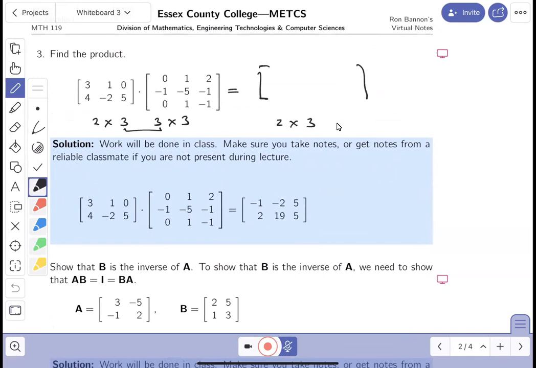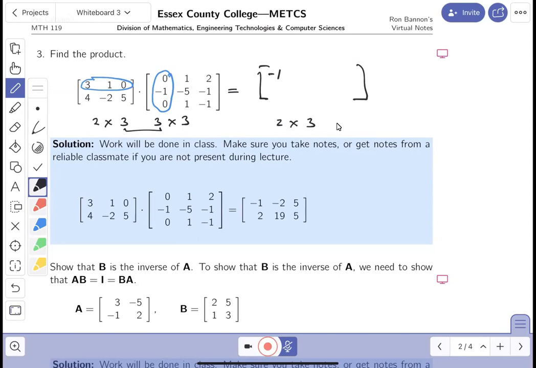Again, we're practicing our multiplication. That's all we're doing. I'm going to circle row 1 times column 1. We'll check it in the answer key later. What's that going to give me? Well, looking at it, 3 times 0, 0, minus 1, 0, minus 1.